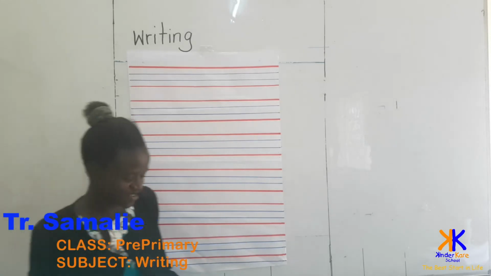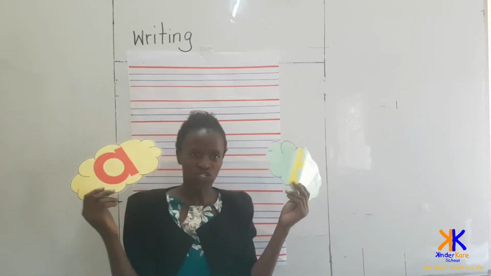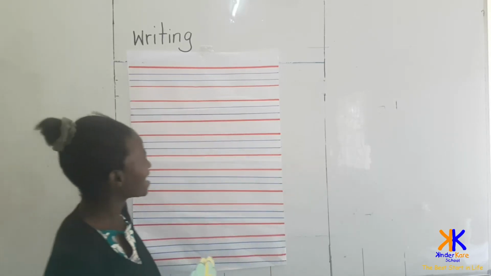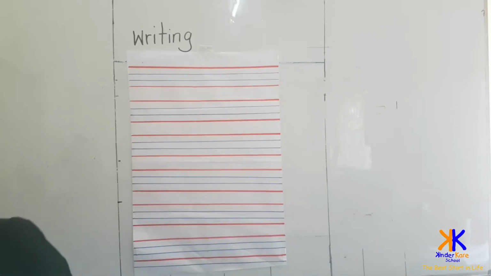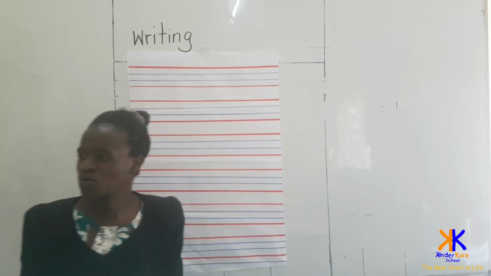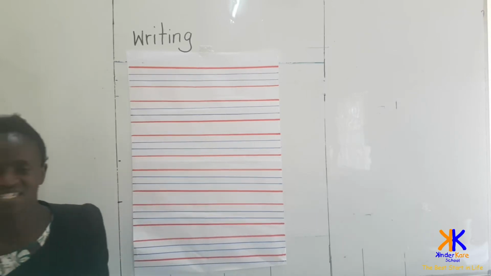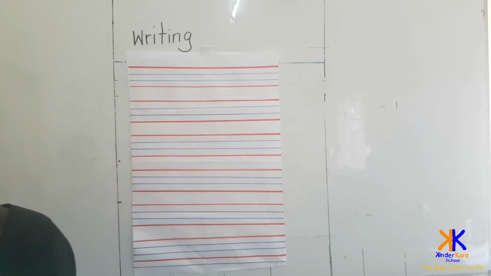Exciting! So we're going to start with my two friends here. Do you know these two friends I have with me? Yeah, letter A and B. Letter A and B. So you're going to sing a song. When I flash the letter, you say it out. Papa, are you ready, children?